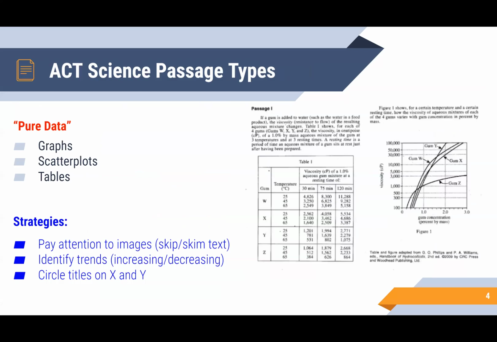On ACT Science, you're going to see 3 passage types. I'll talk you through all 3. This is the first type of passage you'll see. These are pretty common. They're called pure data. They will have lots of graphs and tables.